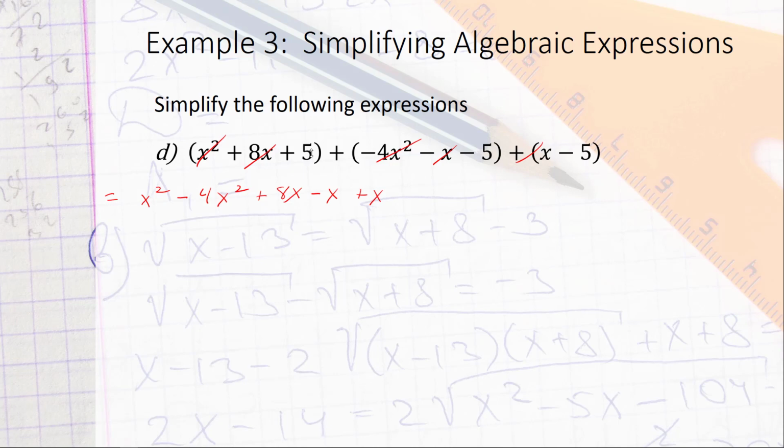And then for our constant terms, we have a positive 5, a negative 5, and then another negative 5. Now we can actually add our like terms. If we do, we will have negative 3x squared. We have 8x minus x plus x, that is just 8x. And then 5 minus 5, which is 0, minus 5 is minus 5.